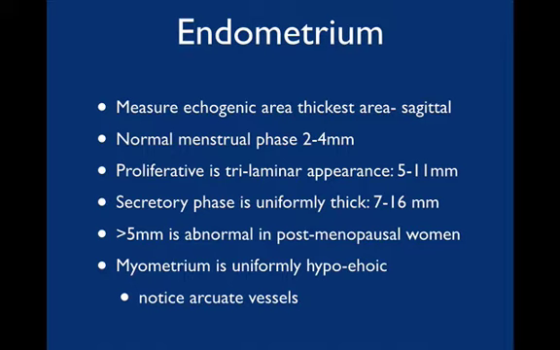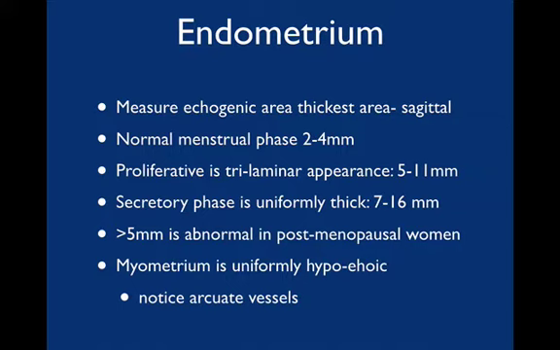So let's talk a little bit more about the endometrium. We will measure the echogenic area in the thickest plane in a sagittal view. In a normal menstrual phase, it will be 2 to 4 millimeters or quite thin. The proliferative phase is trilaminar in appearance, and it can be 5 to 11 millimeters. In the final phases, or secretory phase, it is uniformly thick. It's 7 to 16 millimeters.